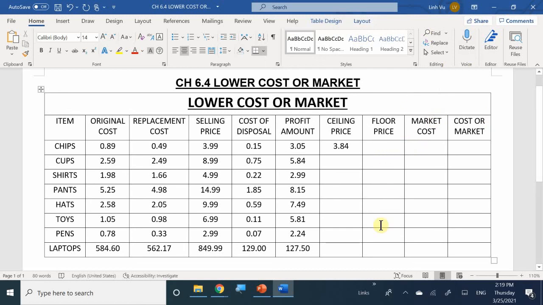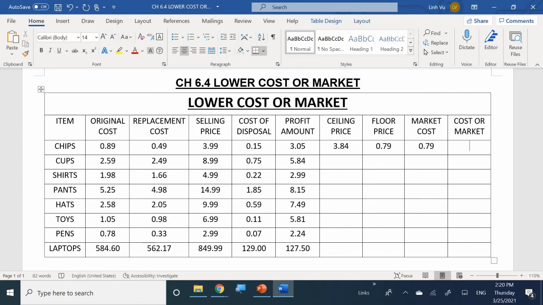79 cents. Okay, right? You can take your 3.84, you subtract the 3.05 profit to get 79 cents. So let's compare my ceiling, my floor, and my replacement cost. Which one is going to be in the middle? The floor price. The floor price of 79 cents.